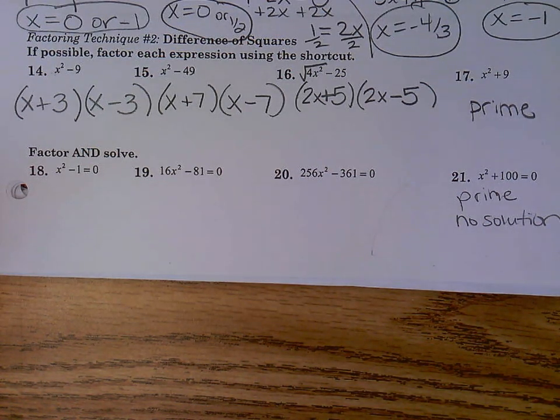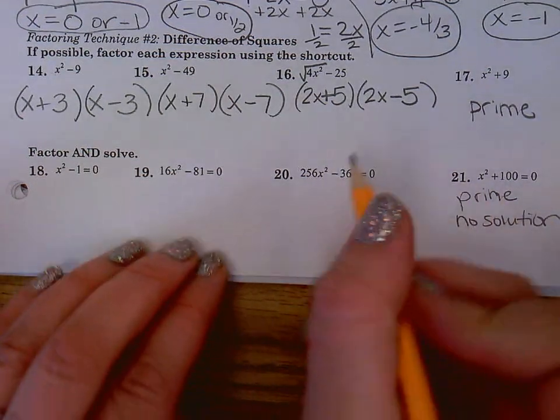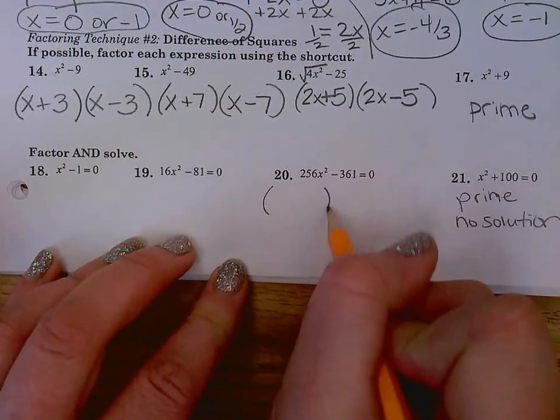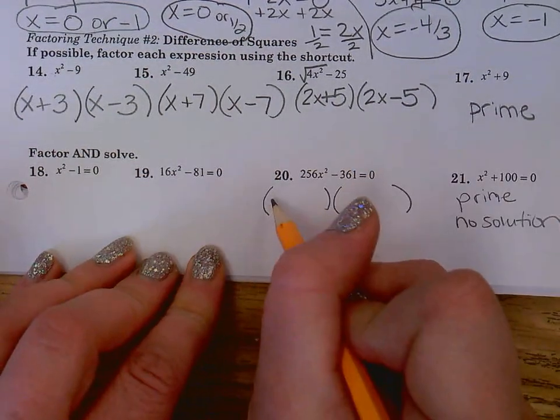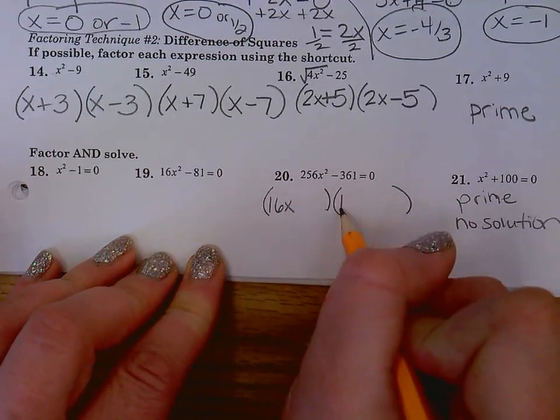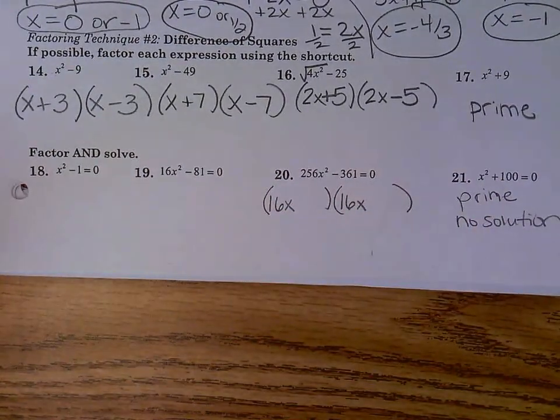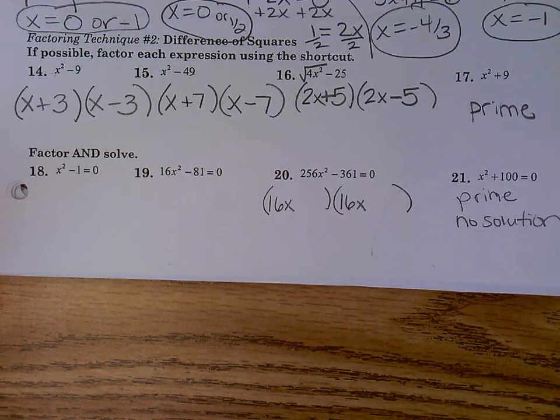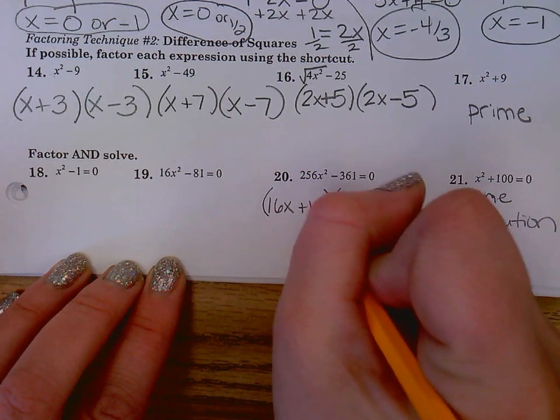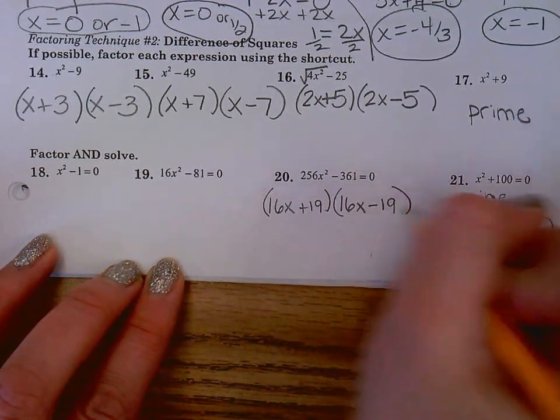Okay, 256 and 361. Those are 16 and 19 up in my chart. So let's work backwards here. So 256, I wouldn't necessarily know myself. 16x times 16x. 361 is 19 squared. Plus 19, minus 19 equals 0.